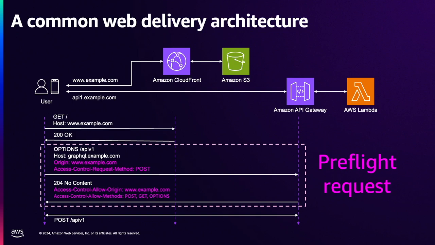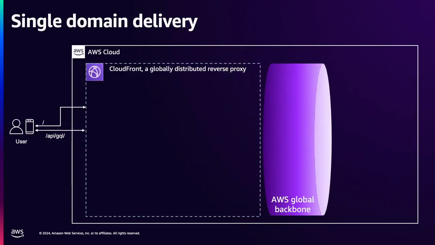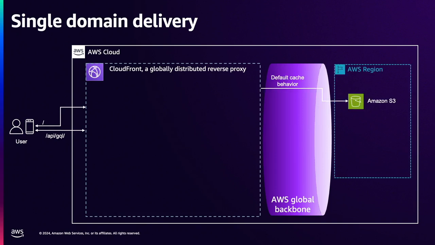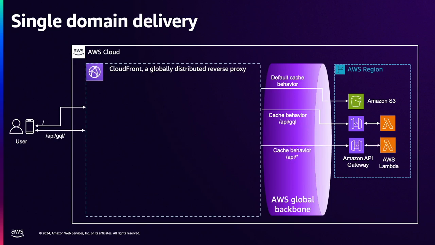All right, is there a way to solve this problem in a radically different way? Well, yes. We can simply get rid of CORS by using the same domain name to deliver the front end and the APIs. And it's quite simple to do it using CloudFront. Using cache behaviors, you can instruct CloudFront how to route requests. For example, the default cache behavior routes requests to Amazon S3, like to the S3 bucket, and more specific cache behaviors such as /API, GraphQL, or the other one will route requests to the appropriate API endpoint.